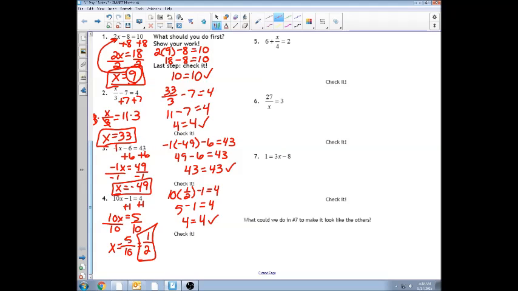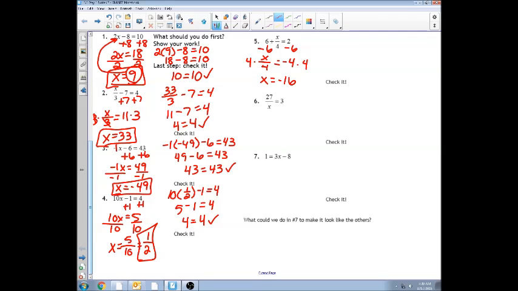All right, on to number 5. Even though this is 6 plus x divided by 4, it's still x and division for the x and the 4. So I'm still going to do the opposite operation of this 6. Well, since it's positive, I would go ahead and subtract the 6. That would leave me with x over 4 is equal to negative 4. From here, since that is division, I need to multiply by 4. X would equal negative 16.